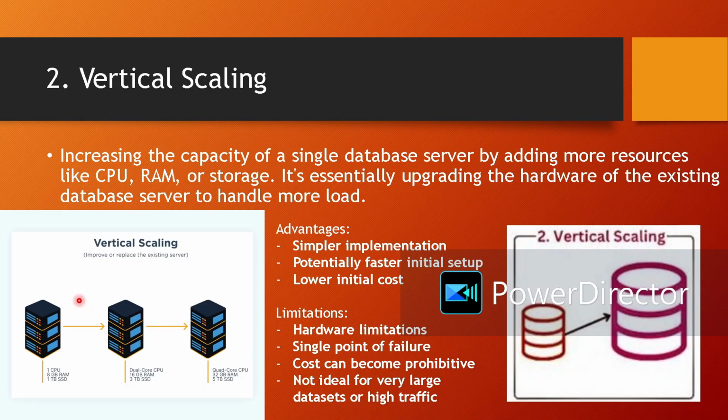So, for example, I have a database which has one CPU, 8 GB RAM, and 1 TB SSD. I vertical scale it to dual core CPU, 16 GB RAM, and 3 TB SSD. I further vertical scale that to quad core CPU. Dual core means 2 CPU, quad means 4 CPU, 32 GB RAM, and 5 TB SSD. So essentially, we are upgrading the first database to the second, and then to the third.